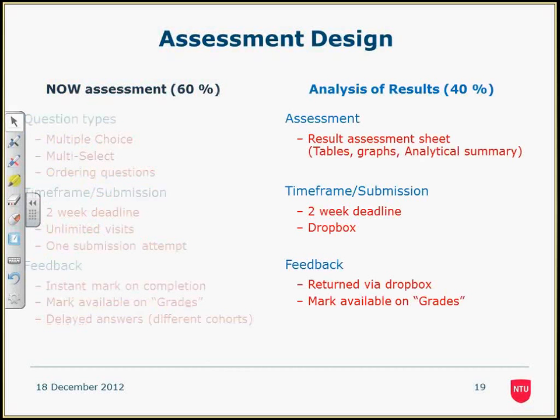The results section, then, we gave them quite a prescriptive sheet where they needed to analyse the data, produce tables, graphs, and so on. Again, the submission deadline was aligned with the MCQ questions. This was done via Dropbox, and feedback again was delivered using the comments tool in Now, and then delivered back to the students.